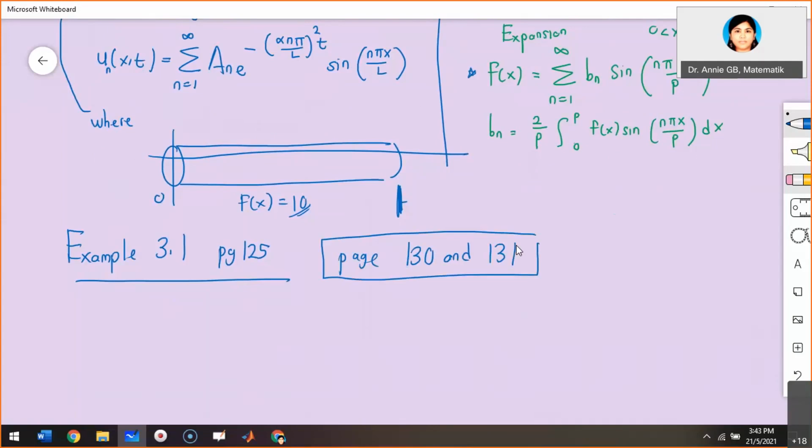Now, maybe we can take a few minute break. Saya bagi break dalam 5 minit ke. Saya nak tunjuk lagi satu kalau kita ada infinite interval. Boleh tak? Kalau infinite interval macam mana kita nak solve? That's one example that I would like to share.